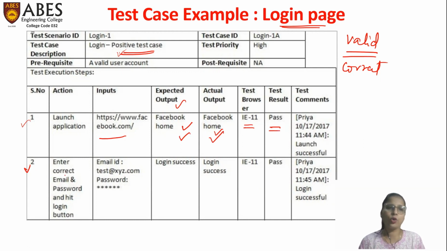Another test case is that you want to log in, so you check whether it gives access to the account if you provide a username and a password. Here a correct email ID, test@xyz.com, is entered and a correct password is entered. What you expect is a successful login, and you get a successful login. That means this test case is a pass. This was done by Priya on this date and time. This real life example is a very good example of positive test cases, where we use all correct values and check if the actual output matches the expected output or not.